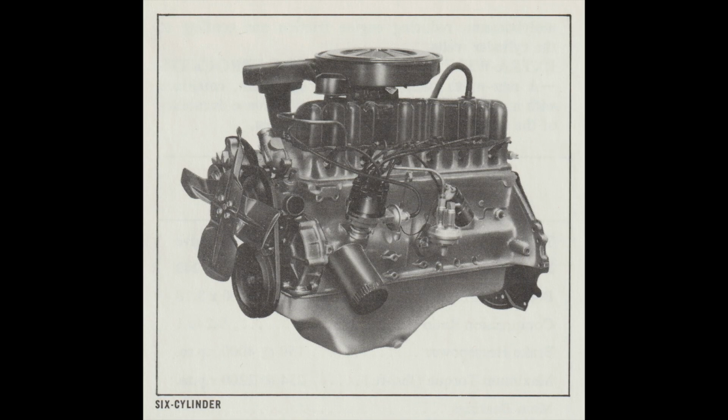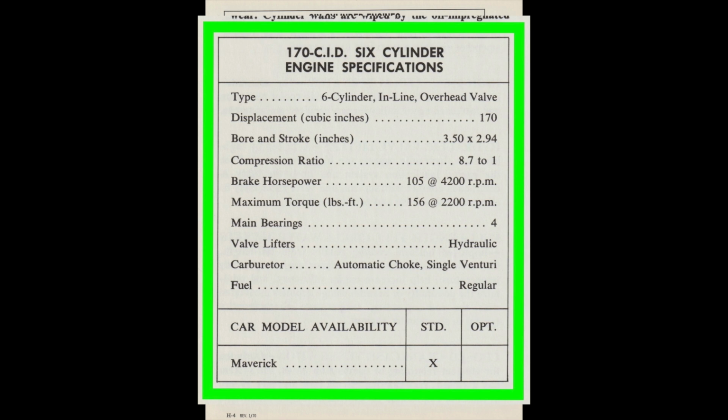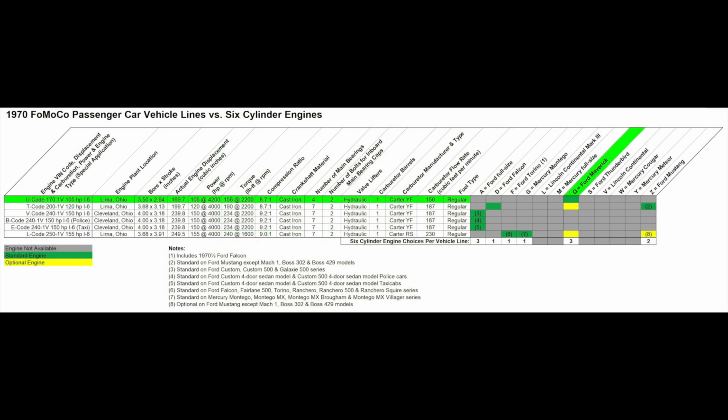Here's a close-up of the illustration of the generic inline-six engine in the upper left-hand corner of page H3. The final 2 quick facts appear at the top of page H4 of the same Power Teams section of the Carfax book. Below these quick facts is a box on the left that contains details about the 170 1-barrel inline-six engine. This information with additional details is presented as the first line in this 6-cylinder engines table I created.